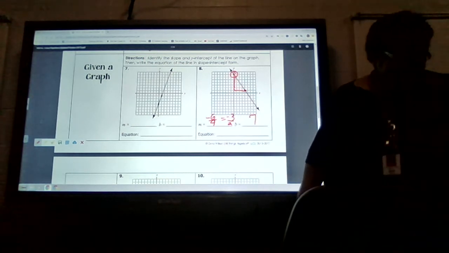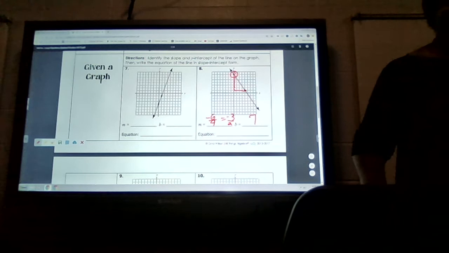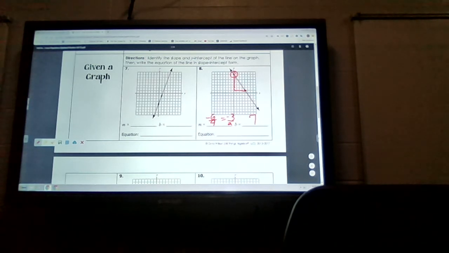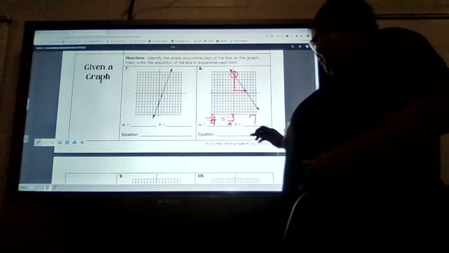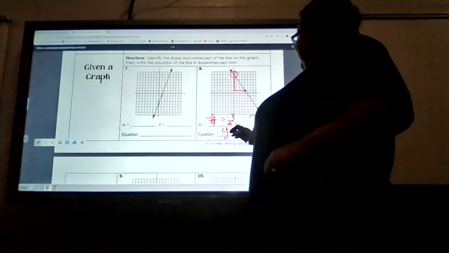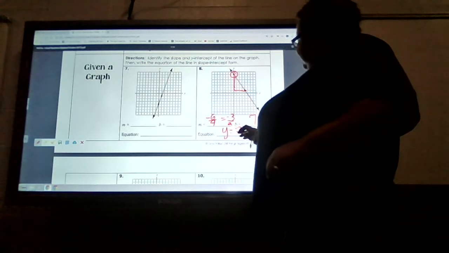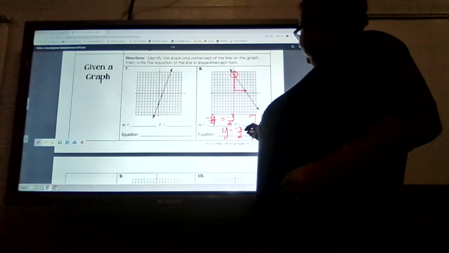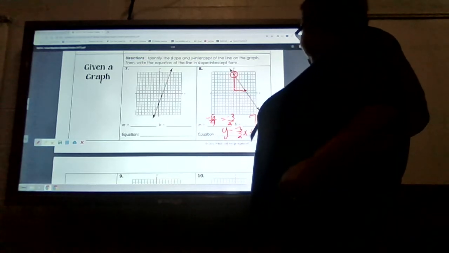And I'm going to step out of the camera so that you all can see, because it gets bright when I'm there. So y equals mx plus b. Y equals m, which is -3 over 2, x plus b, which is my y-intercept.